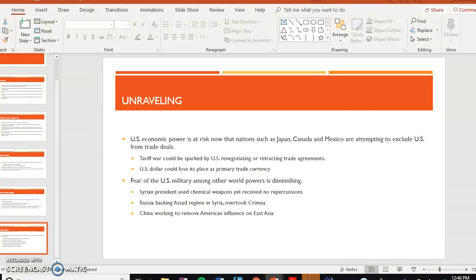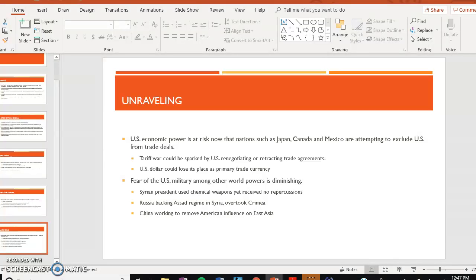And as well as that, the US dollar is slowly moving away from being the primary trade currency. And when that happens, the US will lose their prime position in the global economy. And as well as the fading economic power in the United States, the fear of the U.S. military among other world powers is diminishing.